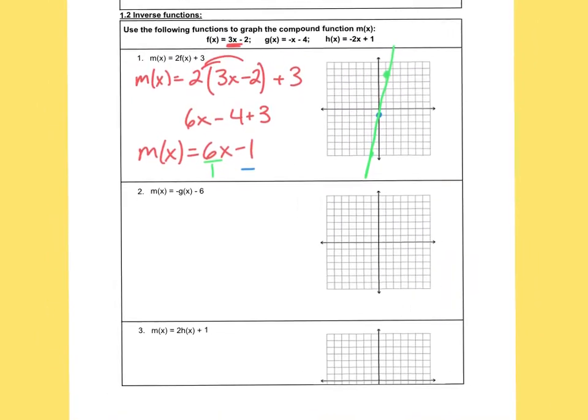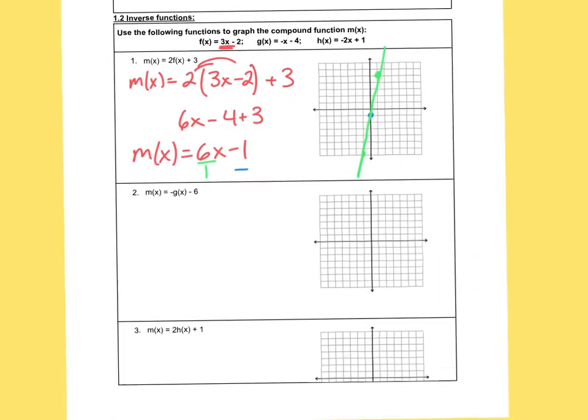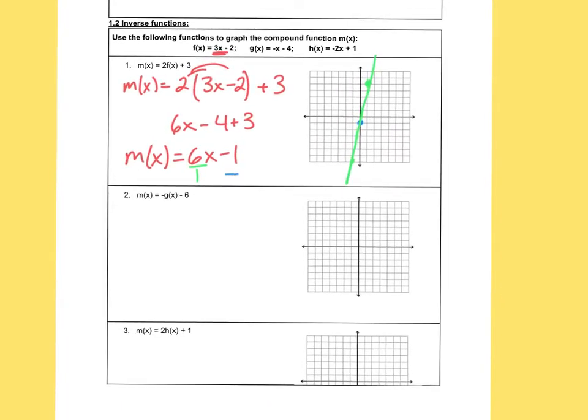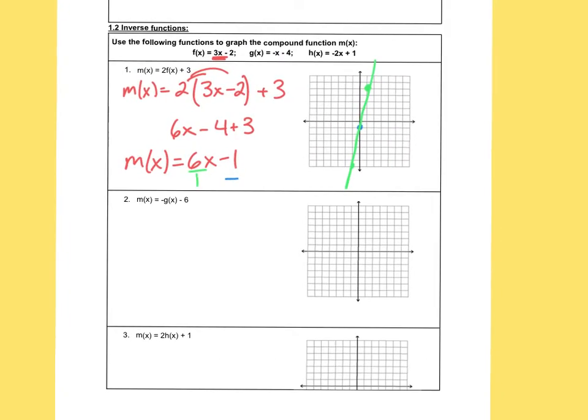Okay, moving right along, we do the same thing on these other two functions. So go ahead and pause here and try to complete those on your own. Alright, so what you should have done for these, m of x equals negative g of x minus 6.